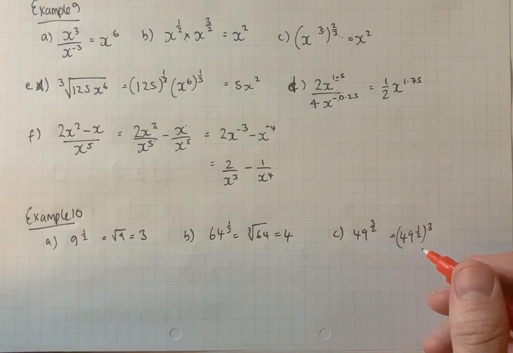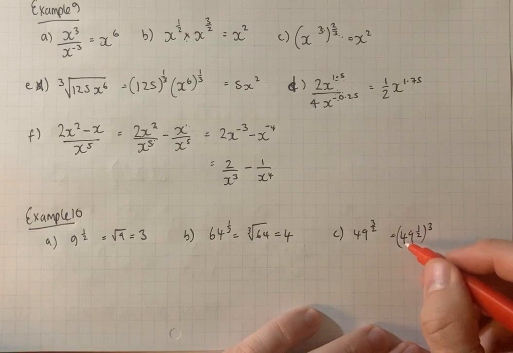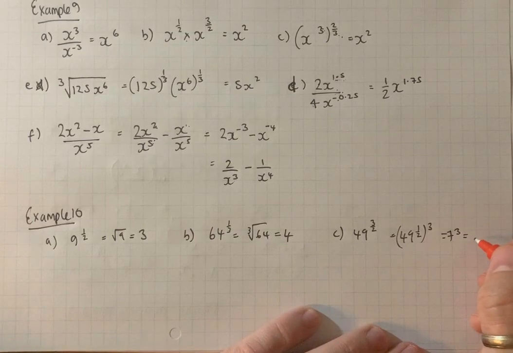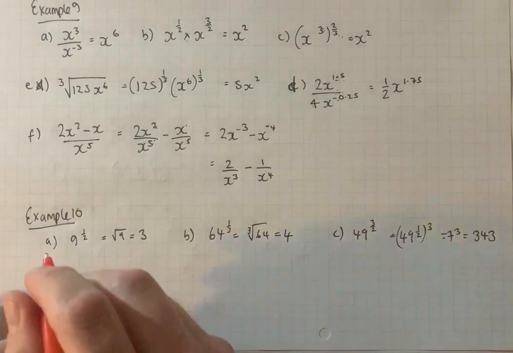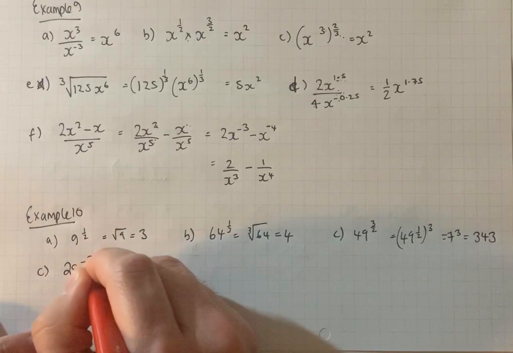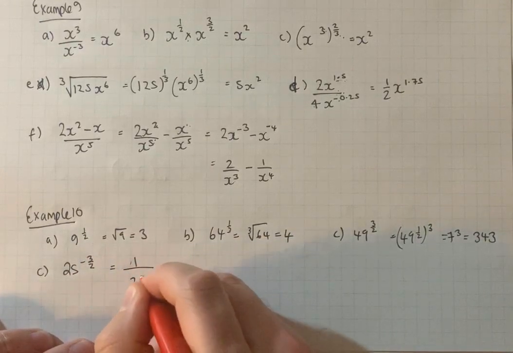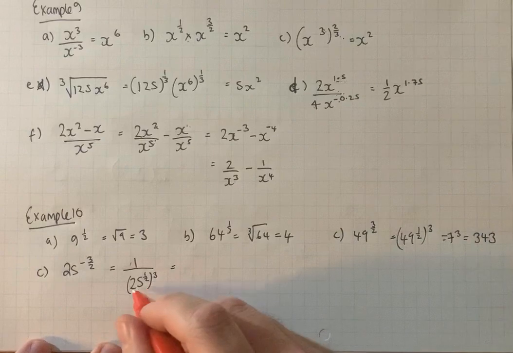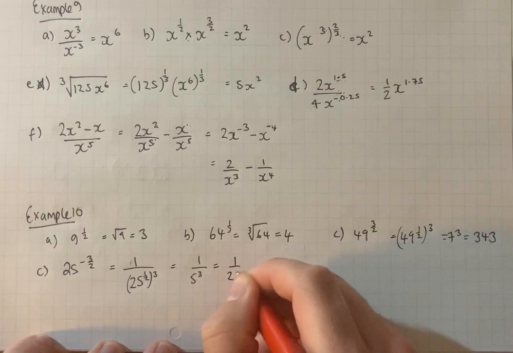There is no non-calculator paper element to the A-level exam, but you still should be able to do this in your head without a calculator. So square root of 49 is 7. 7 cubed. So that's 343, I think. Yeah, I think so. So 25 to the minus 3 over 2. Well, first let's make the power positive by flipping it. So it's 1 over 25 to 3 over 2. Again, I'm going to split that up into the half, cubed. So 25 to the half is square root of 25, which is 5. 5 cubed is 125.